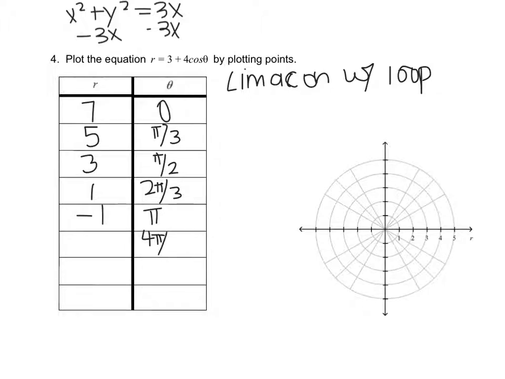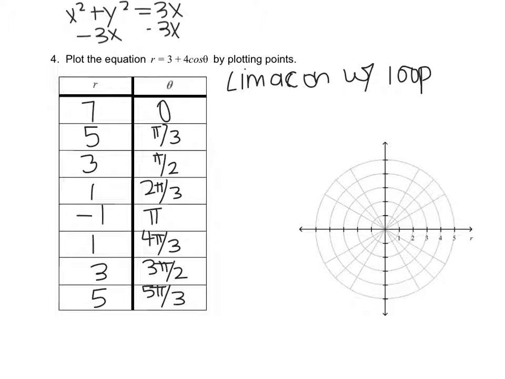Then 4 pi over 3, which is going to be 1. Then 3 pi over 2, which is going to give out a value of 3. And just so that we start at the same place we started, one more. Last value I'm going to plug in is going to be 5 pi over 3, which is going to give us a value of 5.